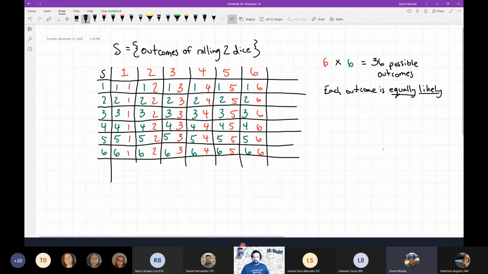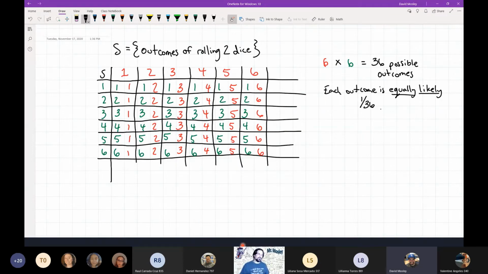That's important. This allows us to use the table accurately. Each of these outcomes has a 1 in 36 chance of happening. Rolling a green one with a red one has a probability of 1 in 36. So as I add things up, they just keep adding how much of 36 I have by adding the number of things possible.